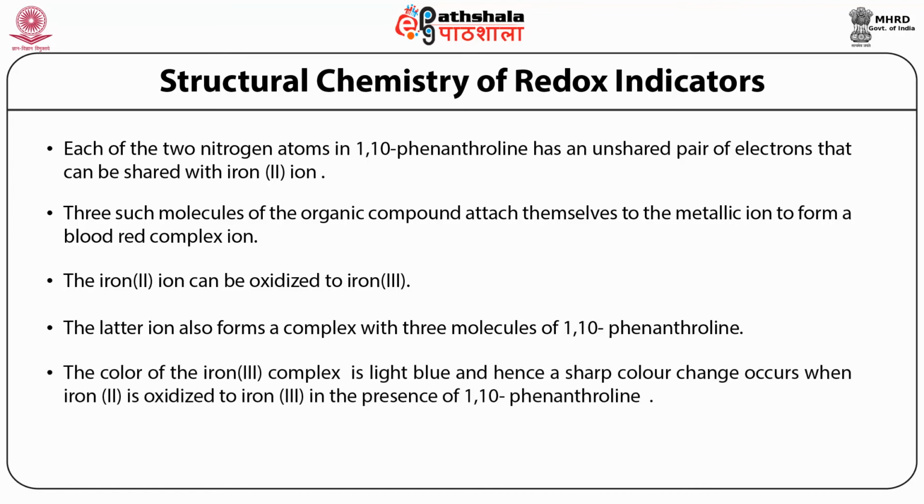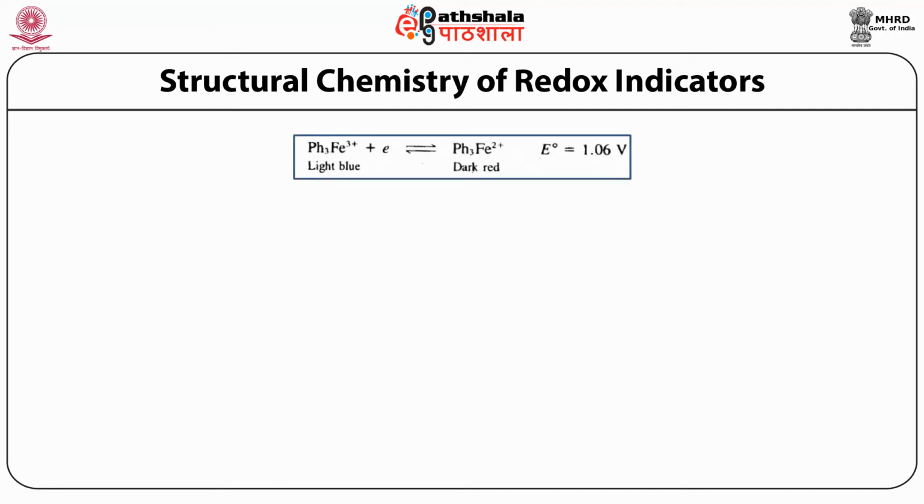The color of the iron 3 plus complex is light blue, and hence the sharp color change occurs when iron 2 plus is oxidized to iron 3 plus in the presence of 1,10-phenanthroline. Here is the equation: the light blue colored 1,10-phenanthroline complex of ferric ion gains 1 electron and then converts into the 1,10-phenanthroline iron 2 plus complex that is dark red in color, and the standard potential of this reaction is 1.06 volt.